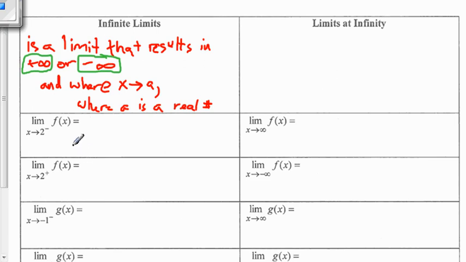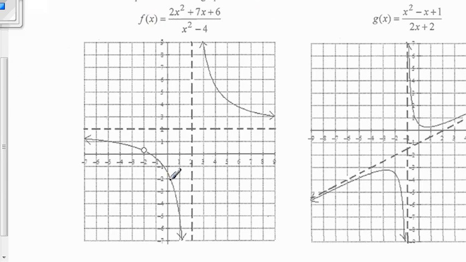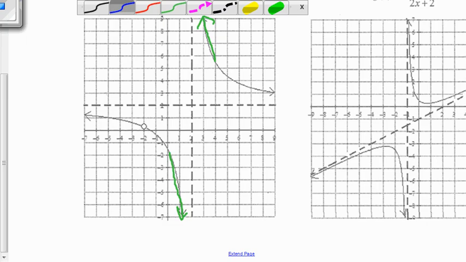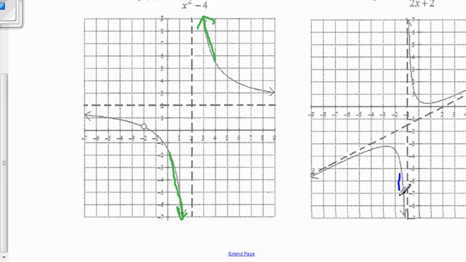So in this example, we're going to find the limit of the first function as x approaches 2 from the left and 2 from the right. As I approach 2 from the left, I'm approaching negative infinity. As I approach 2 from the right, I'm approaching positive infinity. On our second graph, g of x, let's approach negative 1 from the left and negative 1 from the right. Same thing: from the left, I'm approaching negative infinity, and from the right, I am approaching positive infinity.